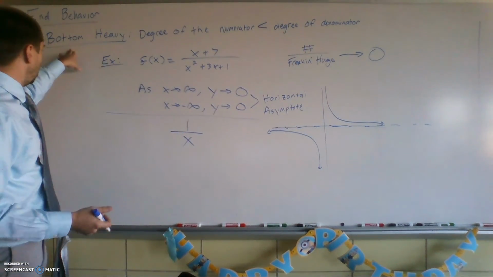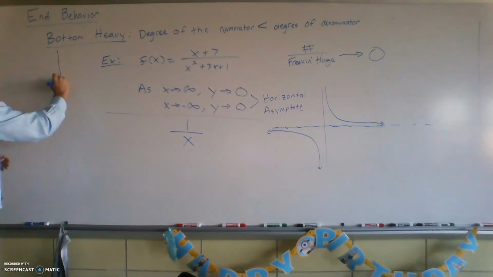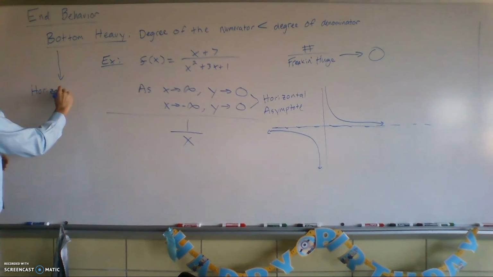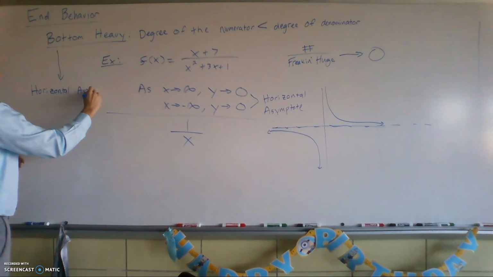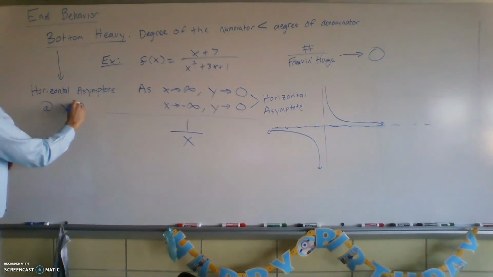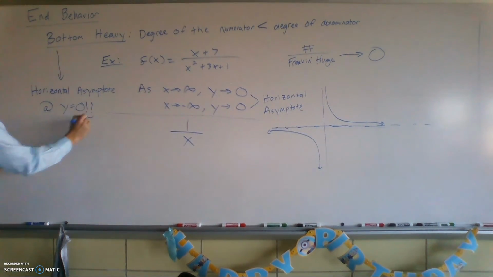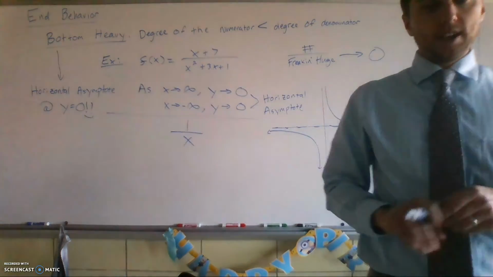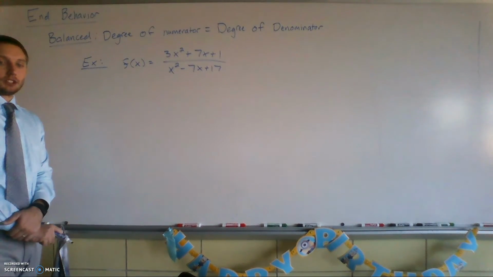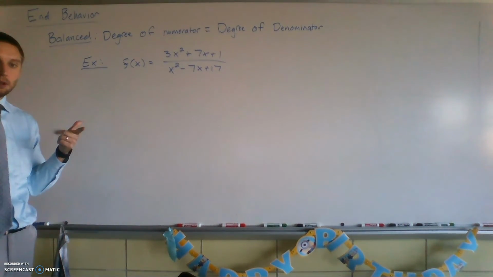So let's summarize this. If I have a bottom-heavy function, that's telling me automatically that I have a horizontal asymptote at y equals 0. Every time. Bottom heavy, you have a horizontal asymptote at y equals 0. Okay, and then my last type of rational function is balanced. So we have top heavy, bottom heavy, now we have balanced.